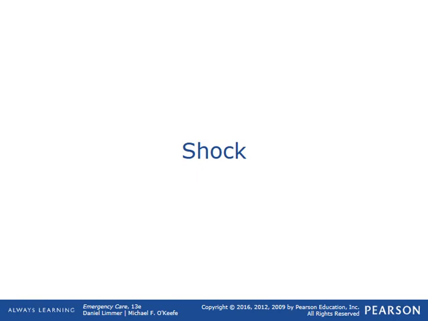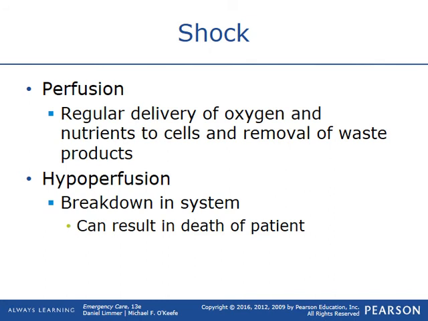Let's talk about shock. The important components of shock are perfusion. This is the regular delivery of oxygen and nutrients to cells and removal of waste products. A lack of this is called hypoperfusion, which is a breakdown in the system and can ultimately result in death of the patient. Ultimately, when you think about shock, this occurs when the cells lack the oxygen they need for proper metabolism.